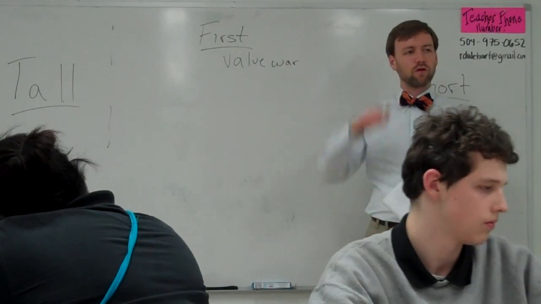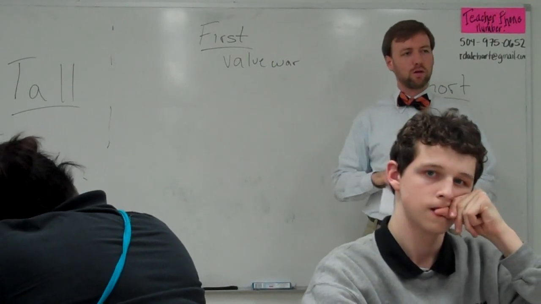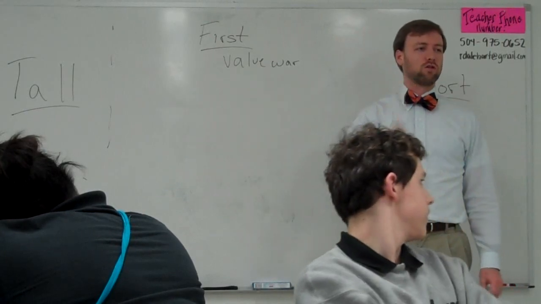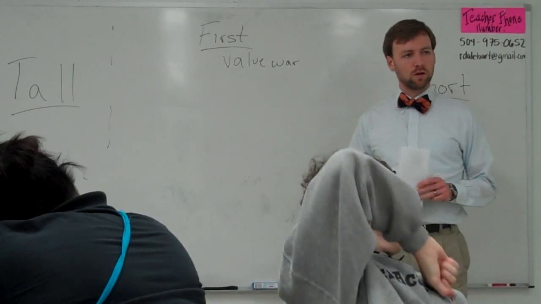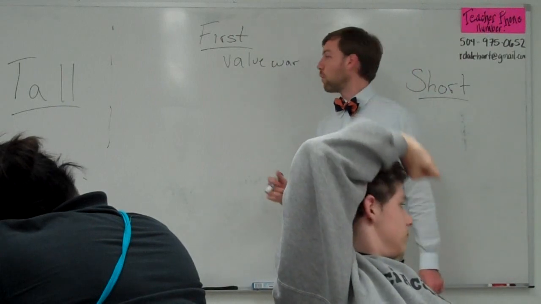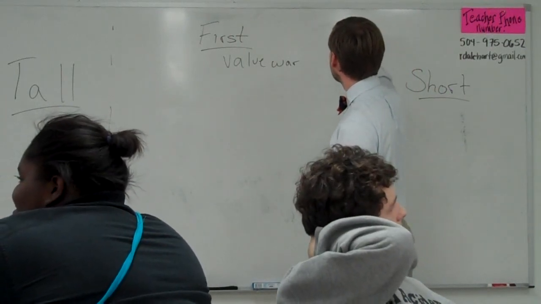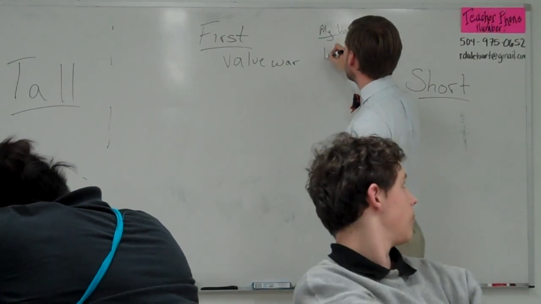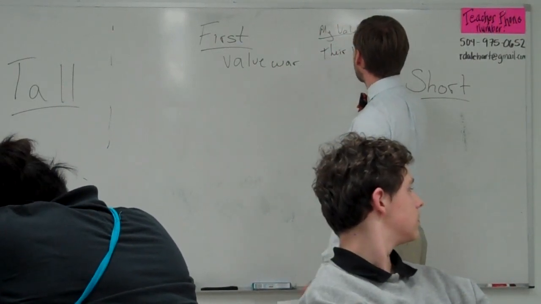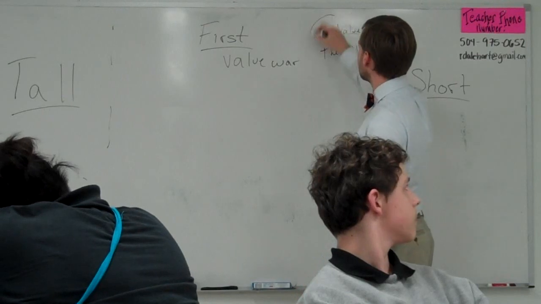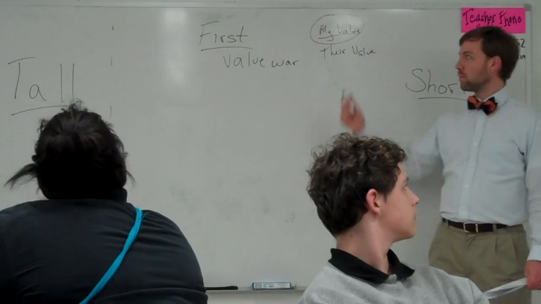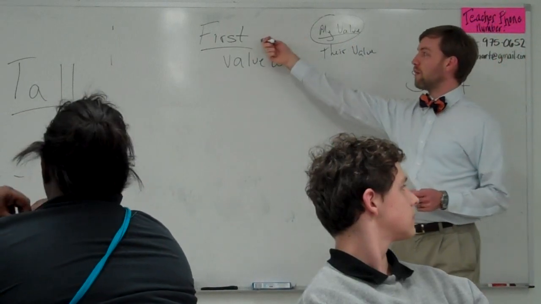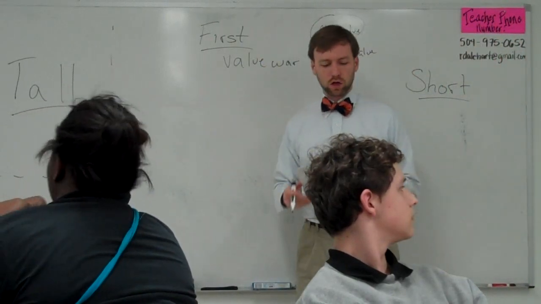So if your value is justice, your opponent's value is social welfare, and you prove that justice is more important than social welfare, who's going to win? You. Exactly. So at the point that you put your value here and their value here, you're going to win. Everybody see that? So the first thing you're going to discuss is the value. If you win the value war, you're going to win the round.